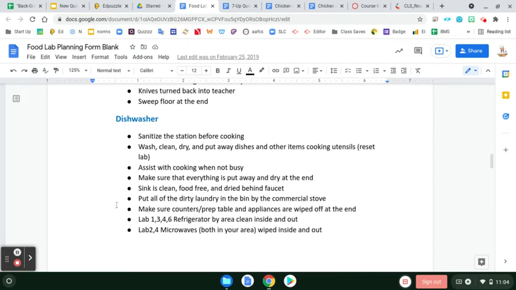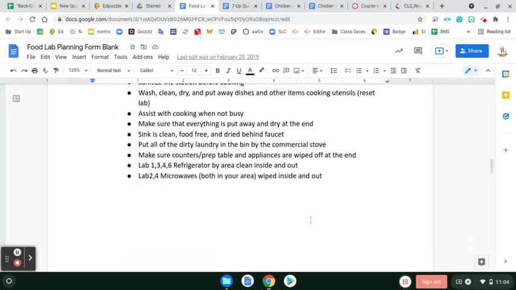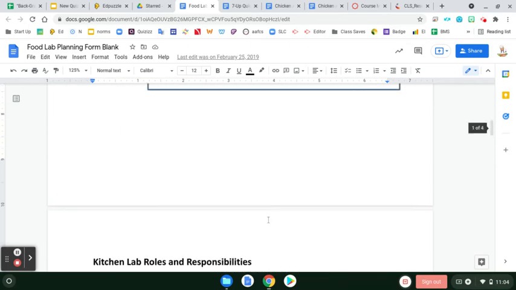All of the laundry goes in the bin by the commercial stove. The prep table, counters, and appliances are wiped off at the end. If you have used the stand mixer or if the stand mixer is by your stove, make sure that gets wiped down. If you have a refrigerator in your area, make sure that nothing is spilled in there. Maybe give the handles a nice sanitizing wipe down. If you have a microwave in your station, then that needs to be open and cleaned for checkout as well.